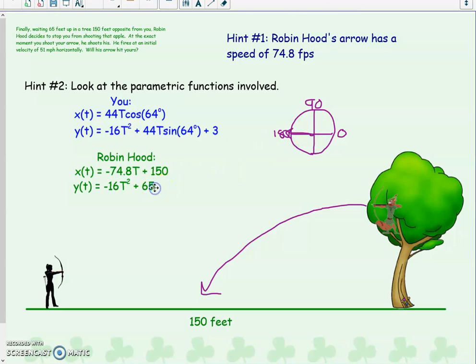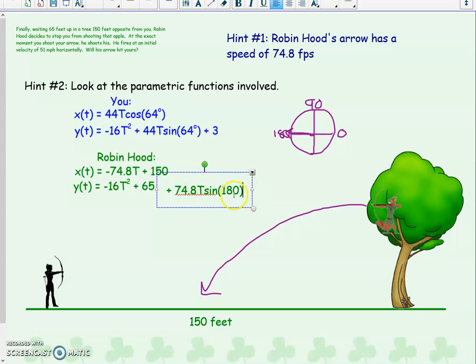I mean, if you wanted to, you could put right here plus 74.8 t times the sine of 180 degrees.